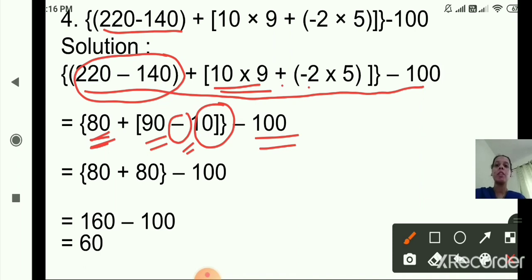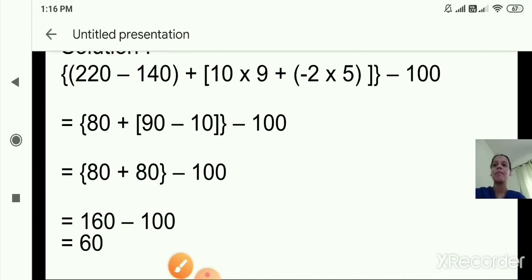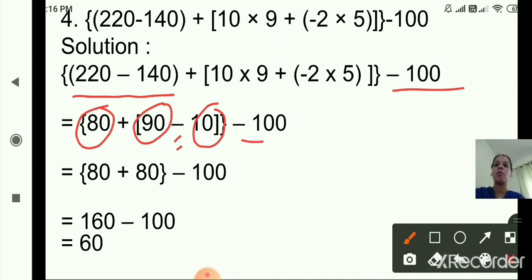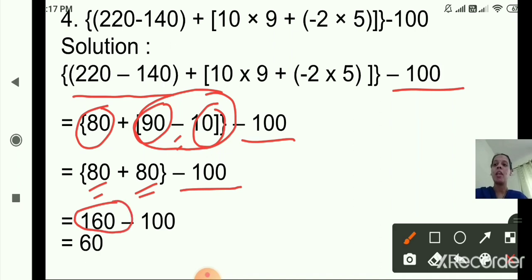First we'll carry out this operation. 220 minus 140, that is 80. Then 10 multiplied by 9, that is 90. Plus minus becomes minus, and 2 5s are 10. And minus 100 we have written outside as it is. Now the next step: 80 we have written as it is. Now we'll simplify this bracket first. 90 minus 10 is 80, and minus 100 outside as it is. Now 80 plus 80, that is 160, and minus 100.